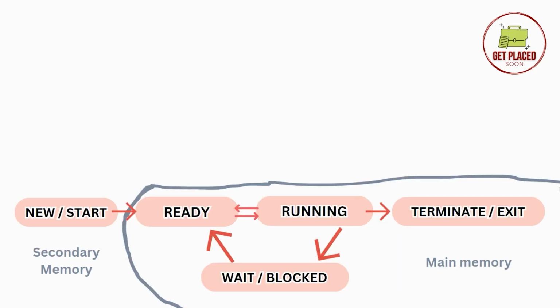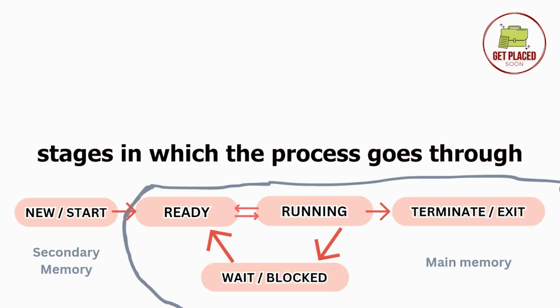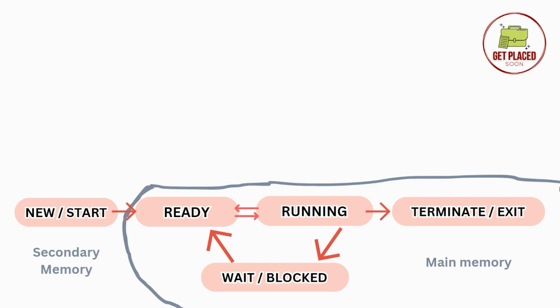By life cycle of a process, I mean the stages through which the process goes. In a common framework, you can see there are five minimum stages: new, ready, wait, running, terminate. So these are the five common stages. But there are two other stages. You'll get to know them in the upcoming slides, so please stay tuned. Now let's understand all the stages one by one.